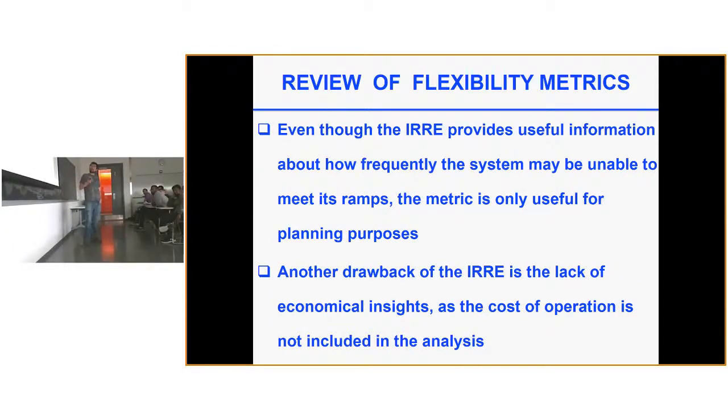And it does provide useful information, especially for planning, but it doesn't tell you anything about the cost impacts of it. Like, so you can meet a ramp. How much did that cost? Like, did you have to commit a unit that was shut down and you're going to have to pay for its startup costs just to make sure that if there is a higher load than expected, you're going to be able to meet it?